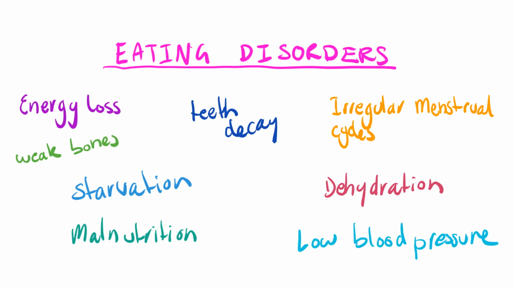So we'll start by having a look at some of the issues of eating disorders for female athletes. If a female athlete has an eating disorder, they're going to experience energy loss. Their bones are going to become weak because they haven't got enough nutrients. So we just looked at the concept of having a calcium deficiency. If a female athlete isn't consuming enough calcium-rich foods, their bones are going to be weak. It's also going to lead to starvation and malnutrition. When we look at bulimia, as opposed to just not actually eating with anorexia, we can look at things like teeth decay and dehydration. There are also some things that are similar for both anorexia and bulimia, such as irregular menstrual cycles and low blood pressure, which are other issues that women experiencing eating disorders can suffer from.